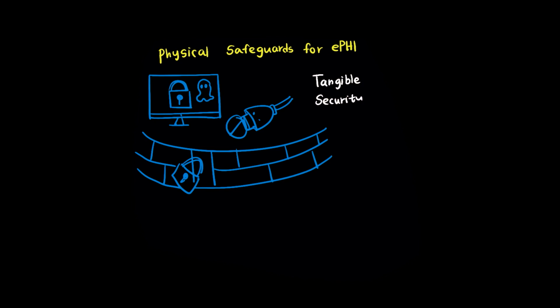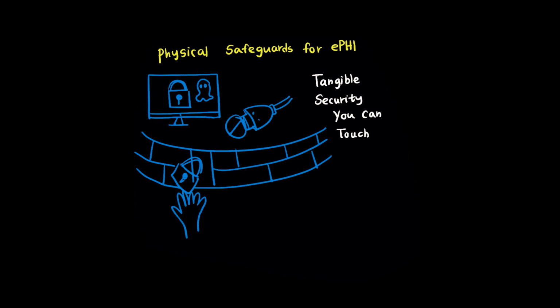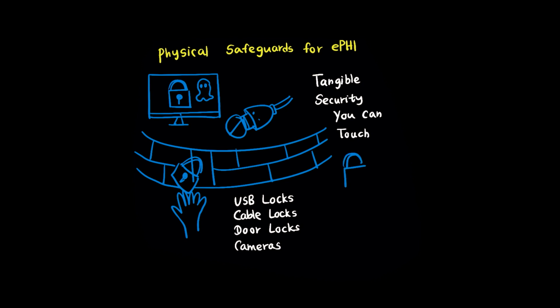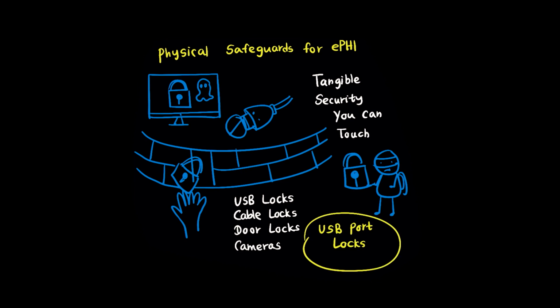Think about the security layers protecting EPHI, like a medieval castle. Encryption and passwords are like invisible magic spells. But physical safeguards are the actual walls, moats, and locked doors. USB port locks physically block the ports where someone might insert a flash drive to steal data. Locked server room doors prevent unauthorized physical access to systems. Cable locks secure laptops to desks. Security cameras monitor who approaches workstations. These tangible barriers work because many breaches aren't sophisticated hacks. They're someone walking up to an unlocked computer or plugging in a USB drive.